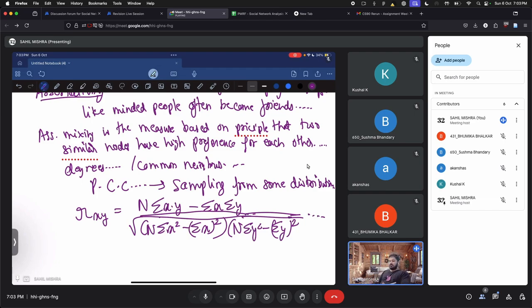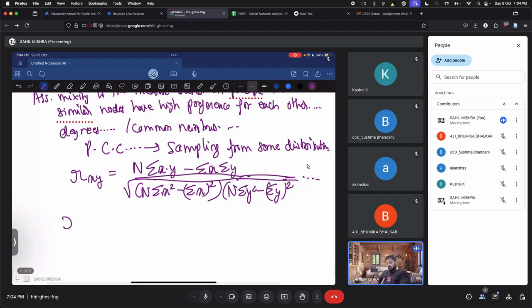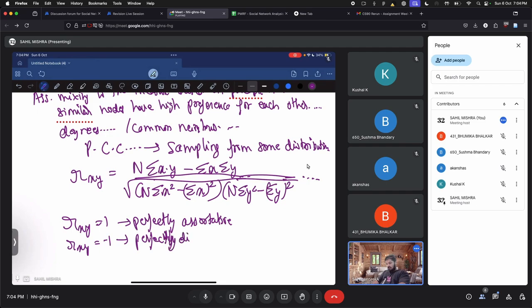There won't be any question to solve or compute assortativity, but there will be a question on how assortativity is computed. So we compute it by sampling some distribution and then computing the Pearson correlation coefficient. This question will come: if Rx,y is equal to 1, it means samples are perfectly assortative. If Rx,y is minus 1, then it's perfectly disassortative. And when it's 0, it's non-assortative.